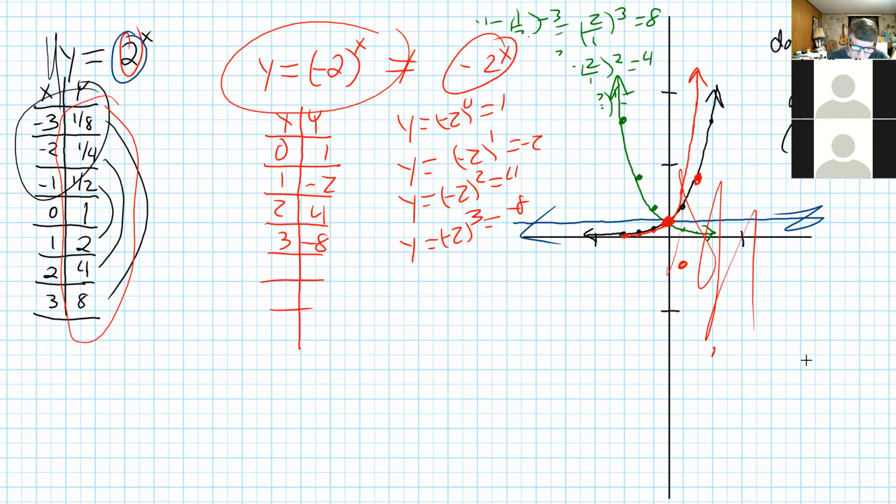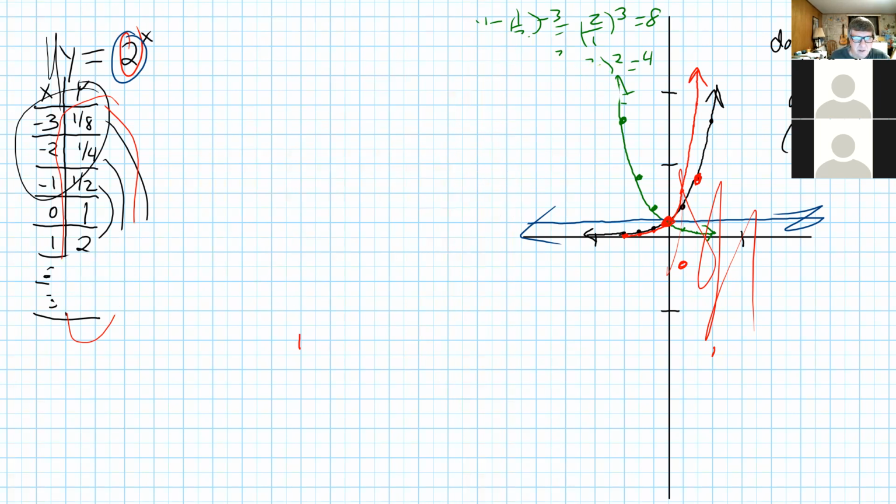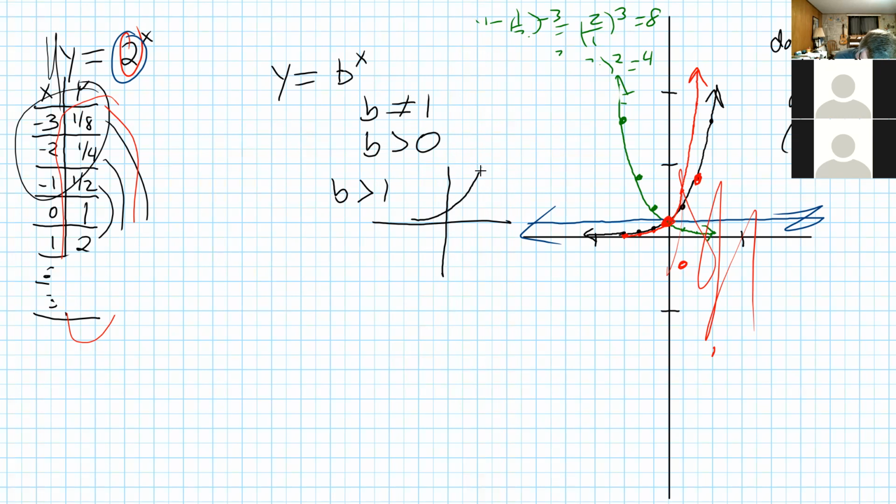So the conclusion from all of this is the following information. And this is what I wanted to get to here eventually. If we have a function in the form y equals b to the x power, first of all, b cannot equal 1. b has to be greater than 0. Okay? If b is greater than 1, the graph increases over its entire domain. If b is less than 1 but greater than 0, the graph decreases over its entire domain.